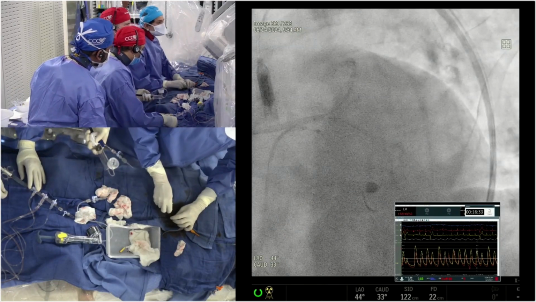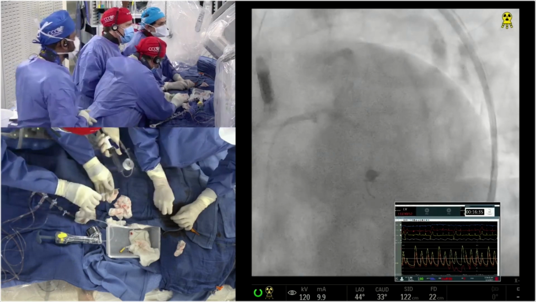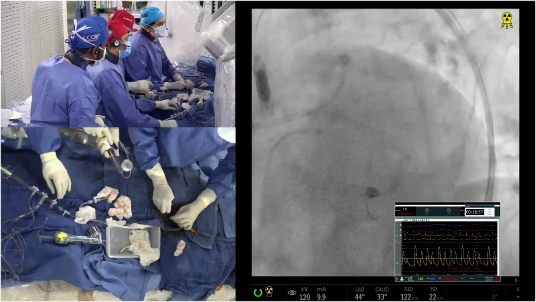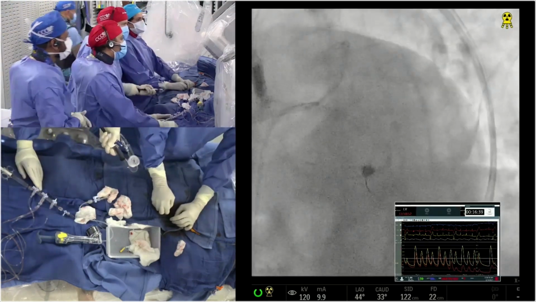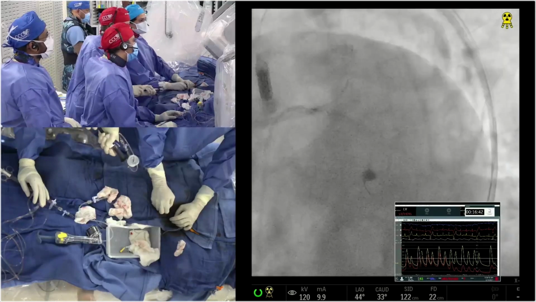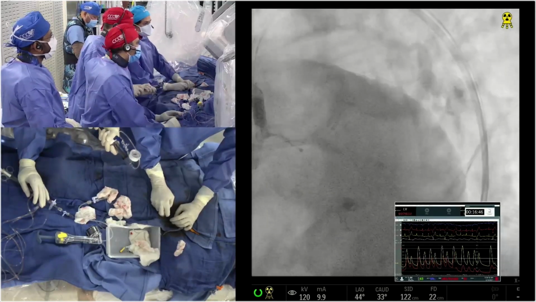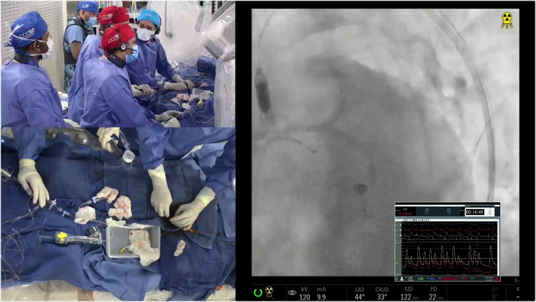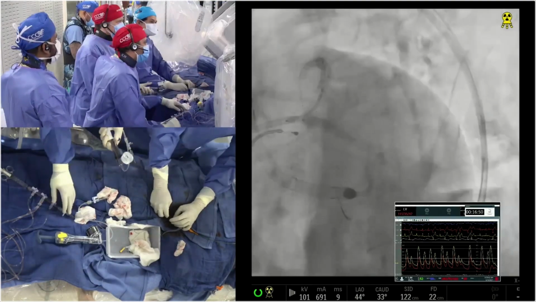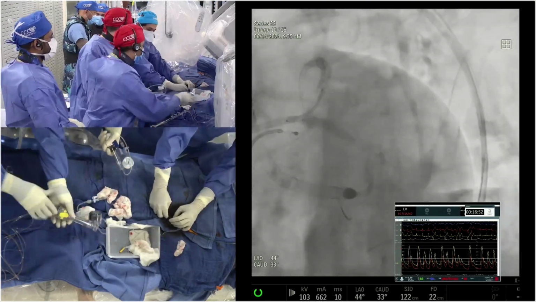The calcium in these patients is unique too. They're both deep and superficial. So I think we now have technology that actually addresses both and improves the compliance, and I think the luminal gain that you get with lithotripsy in these patients is much, much better than even if you did rotational and just regular balloon. So I think we have modalities to treat these patients better too.